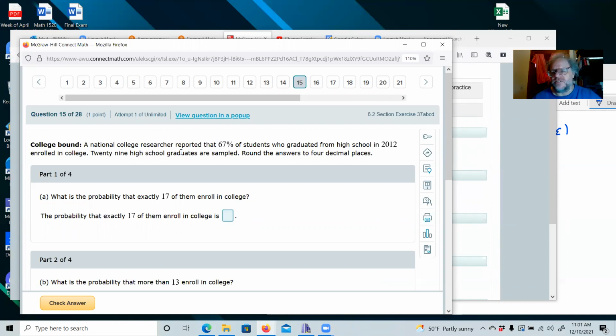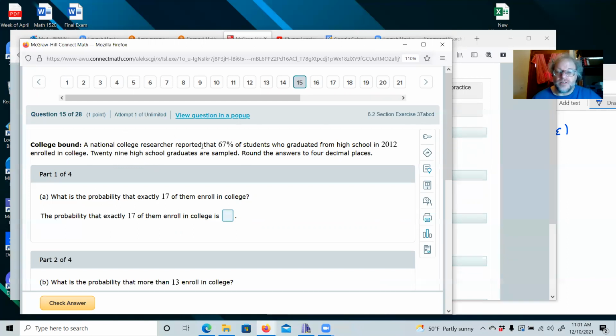A national college research reported that 67% of students who graduated from high school in 2012 entered college. 29 high school students are sampled. Round the answers to 4 decimal places. What is the probability exactly? So what about this? If I didn't know I was in chapter 6, how would I know I was in chapter 6?